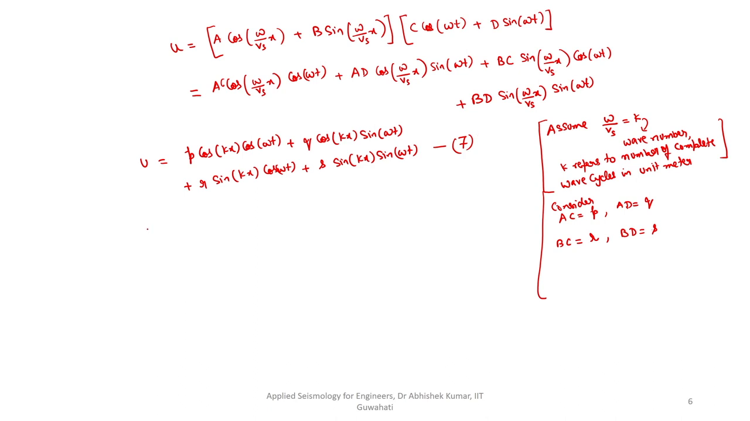Now, in equation number 7, let us make some more assumptions. Let us consider tangent of omega t equals m over q, which indicates that q sin omega t will be equals to m cos omega t.